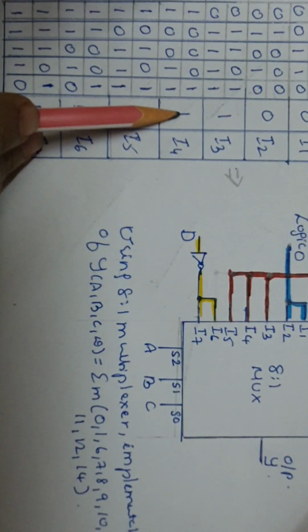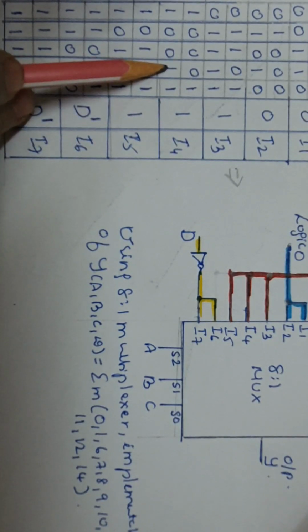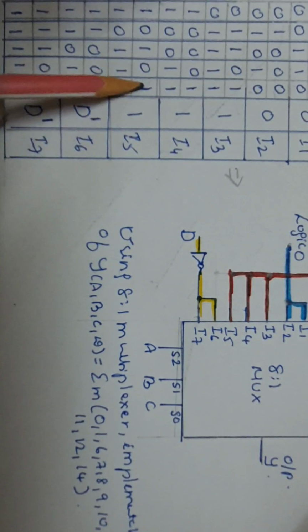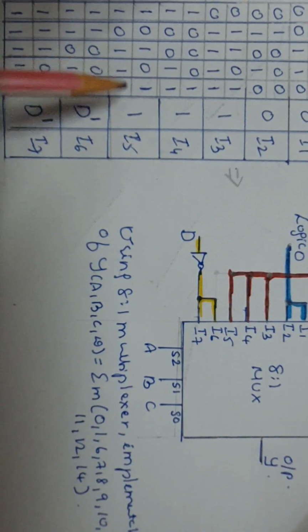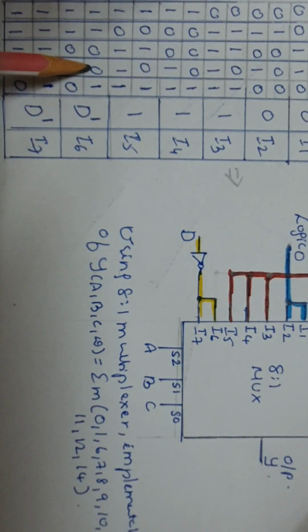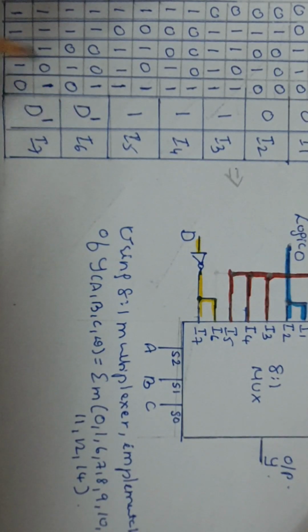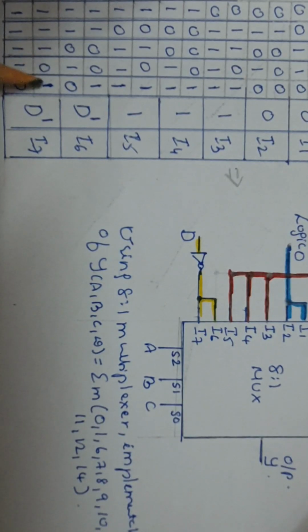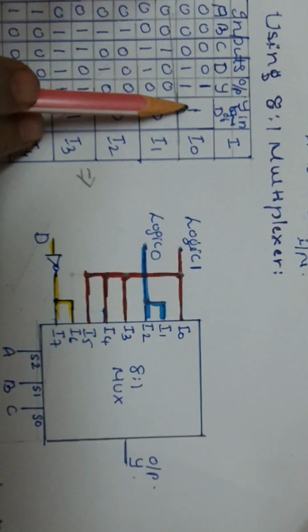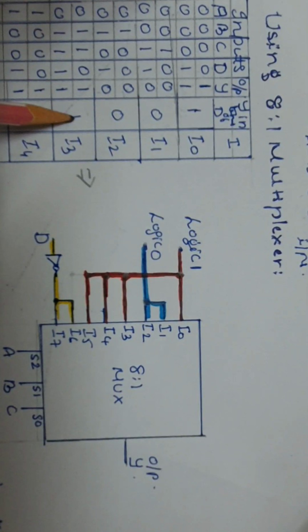For the next group, Y is 1 whatever the value of the D input. But here if you observe, if D is 0, Y is 1. If D is 1, Y is 0. So Y is the complement of D. Hence it is written as D dash. Similarly in the last group, if D is 0, Y is 1. If D is 1, Y is 0. Hence Y is the complement of D, that is D dash. Okay. These values will form the inputs to the mux.